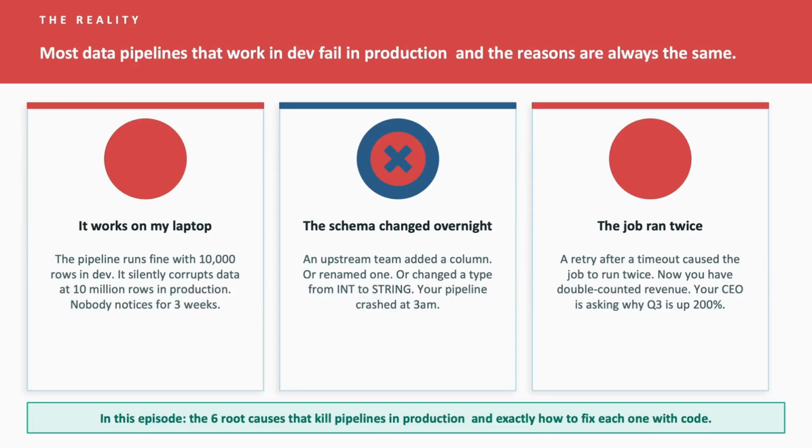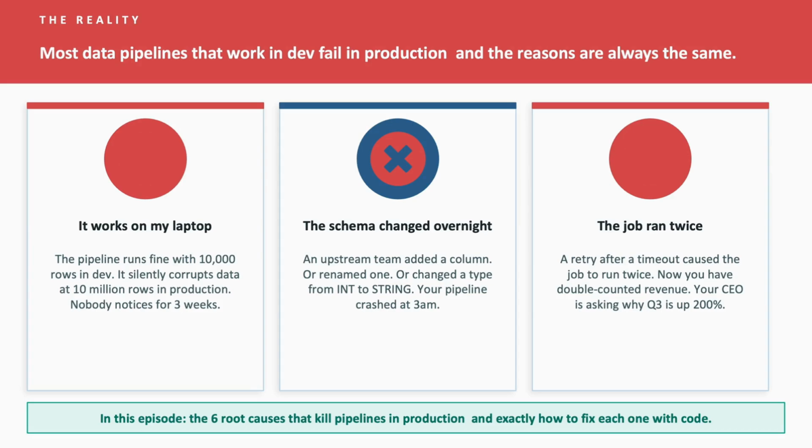So let me start with a story you probably recognize. You build a pipeline, it works perfectly in dev, all your unit tests pass, your local run processes like 10,000 rows in 3 seconds, you push to production. 2 weeks later, your data analyst comes to you and says the revenue numbers look wrong for the last 2 weeks. You check the logs, the pipeline succeeded every single time, no errors, no warnings, just wrong data, silently delivered. Okay, so this is not an edge case, this is the norm.